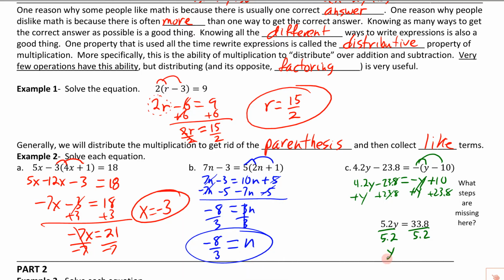So we're going to write down y is equal to 6.5. Double check and make sure we got positive 6.5. It is a positive because all of those are positive numbers. So we're in good shape there.